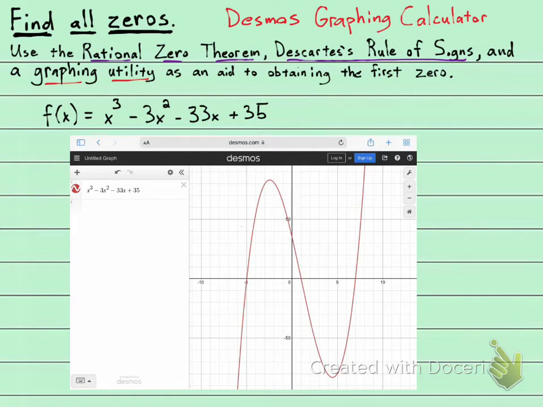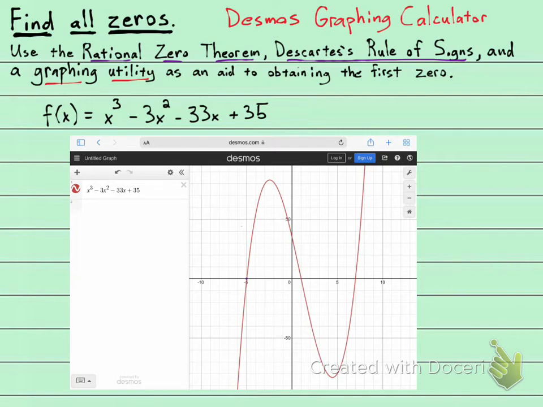Now, I also changed the settings here so that I could actually see the relative maximum and the relative minimum. Otherwise, it would have been way off of the graph. So you don't need to see that. But what you do need to see is your zeros. So if I look at the graph right now, I can find all 3 of my zeros.